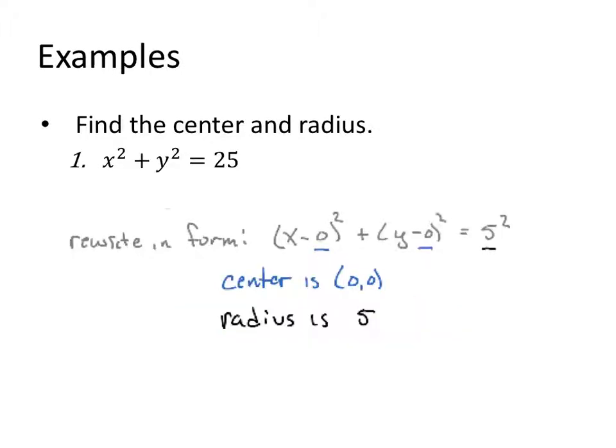So if I want to find the center and radius of x squared plus y squared equals 25, I'm going to rewrite it in my form. And there's nothing subtracted from the x, and I could write that as x minus 0 all squared plus y minus 0 all squared. And I ask myself, 25, what do I have to square to get 25? Well, I have to square 5. So my center is 0, 0, the point. My radius is 5, the square root of 25, our radius in this case.